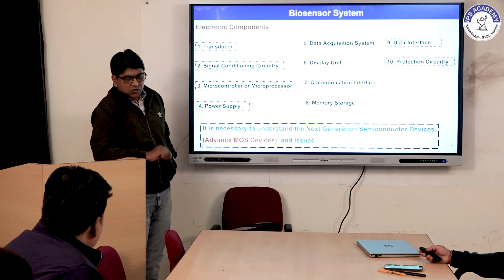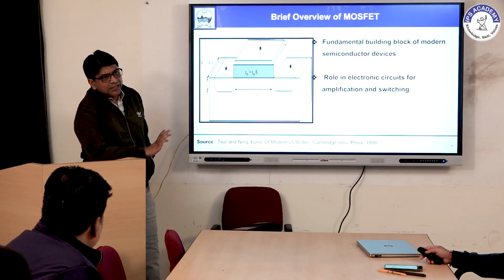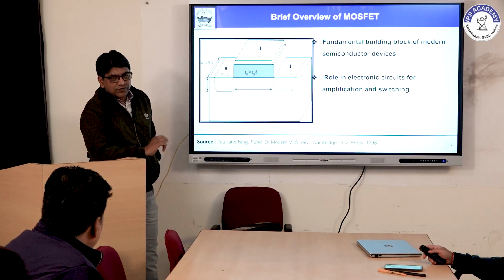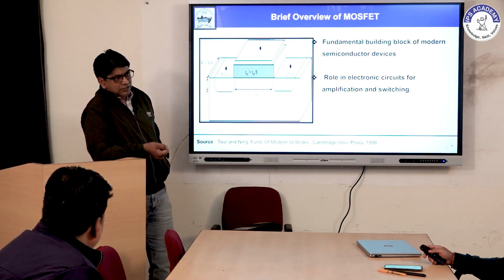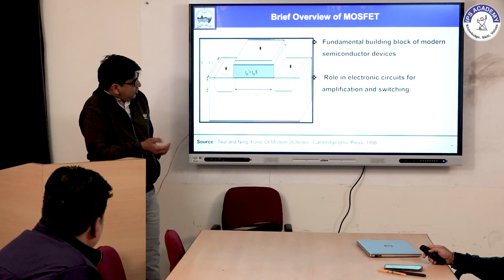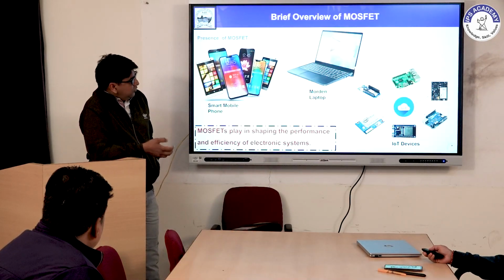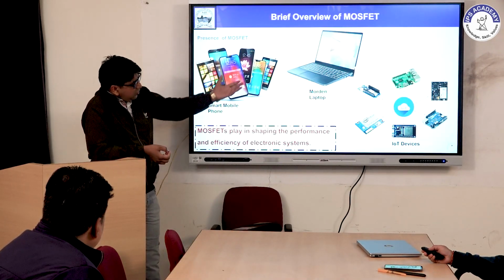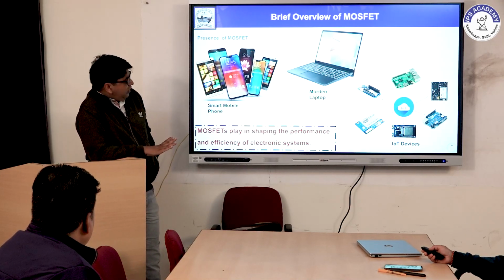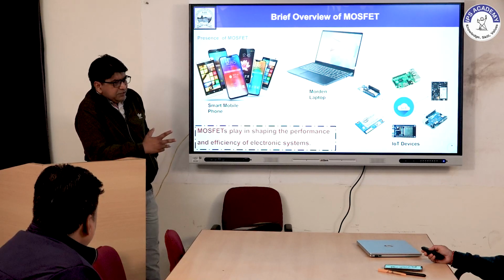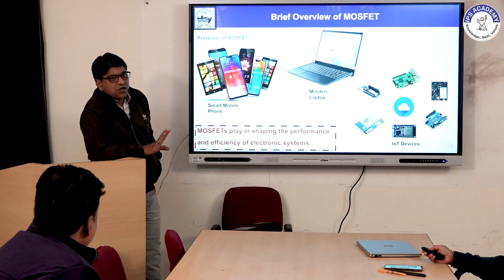MOSFET is the fundamental device to realize such a system, and MOSFET is used for the amplification purpose. Also it will be used for the switching aspect. Yeah, come to next slide. So not only the biosensor system, many electronic systems are there that will define its efficiency, and also define its performance only with the help of MOSFET.